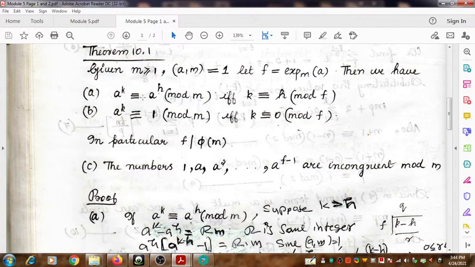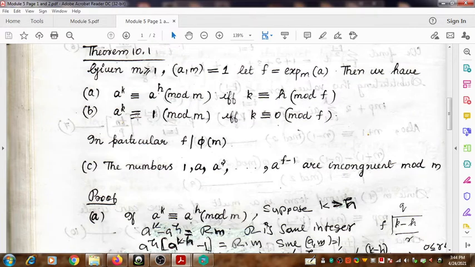The first statement is a raised to k is congruent to a raised to h mod m if and only if k is congruent to h mod f. Once again, k and h are two positive integers. Note the change: here we take mod m, but for the exponents, the power values, we take modulo f. That means we divide the difference of these quantities by f, not by m.